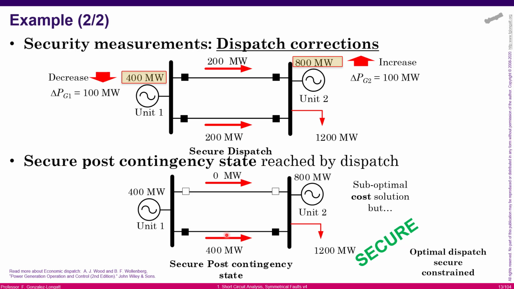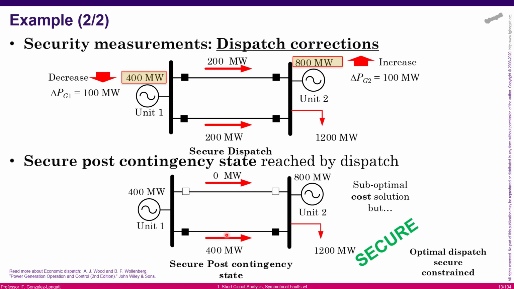Now, what is the question? The question here is, okay, we are talking about security. Right now, we have a system that is able to survive, and there is no element overloaded as a consequence of the contingency. Okay, that is what some people from the control room call security-constrained optimal dispatch. Okay, it's a very hot topic in recent times, especially including variability coming from renewable resources, okay?